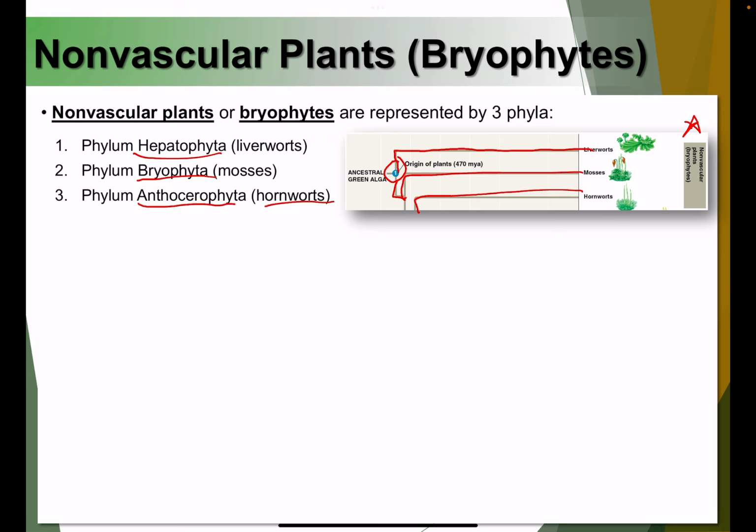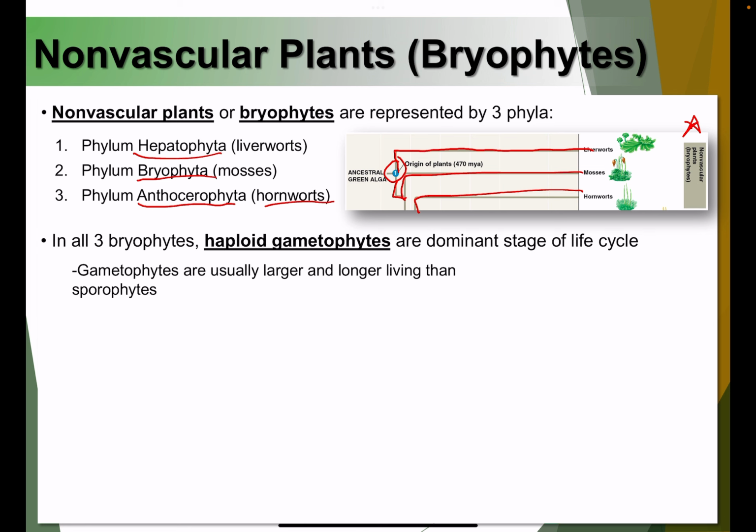So they are the earliest plant lineage. We start from there, okay? All right, so in all 3 bryophytes, haploid gametophytes are the dominant stage of life cycles, because we talked about how plants have alternation of generation. And we didn't say whether they're more so gametophyte or sporophytes, okay? But now we're saying for bryophytes, most of their life cycle is residing within the gametophytes.